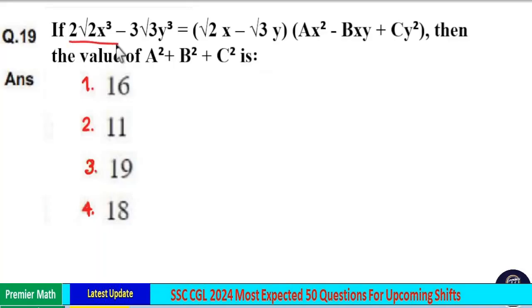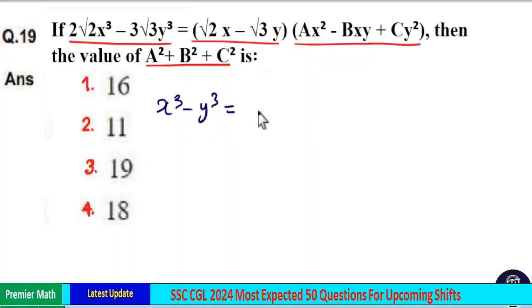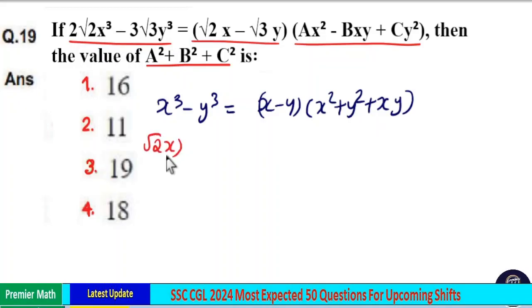If 2 root 2 x cube minus 3 root 3 y cube is equal to root 2 x minus root 3 y into ax square minus bxy plus cy square, then the value of a square plus b square plus c square is. Here, if you know what is x cube minus y cube, then you can write the answer. Here x cube minus y cube is equal to x minus y into x square plus y square plus xy. Now this is in the form of x cube minus y cube. That is 2 root 2 x cube means root 2 x the whole cube, minus 3 root 3 y cube means root 3 y the whole cube.